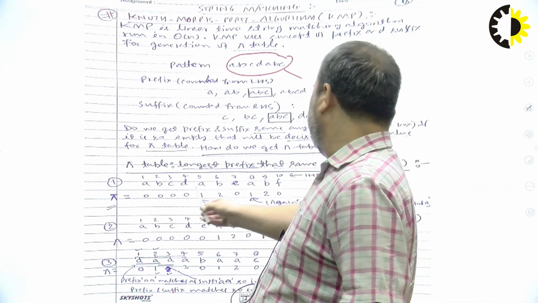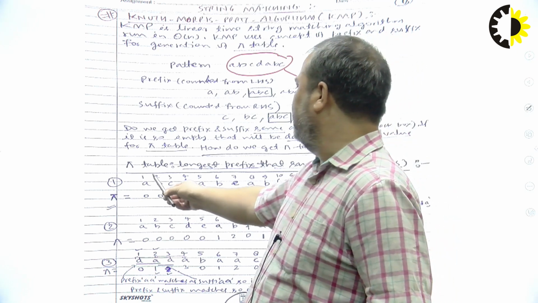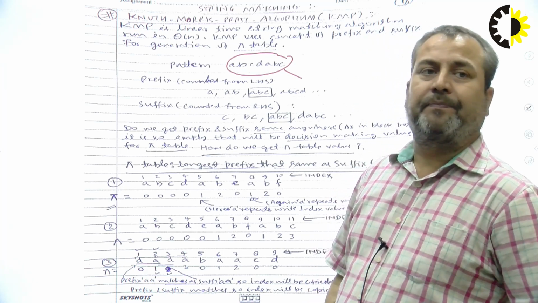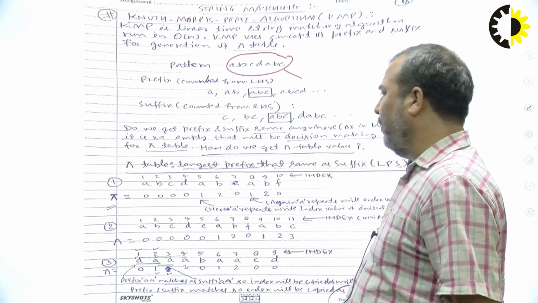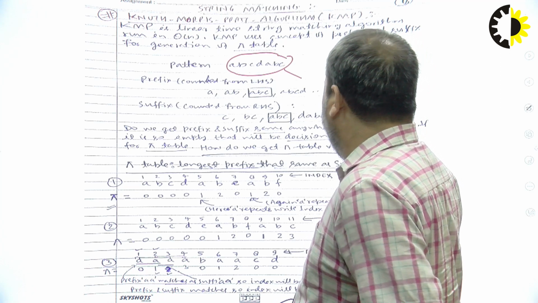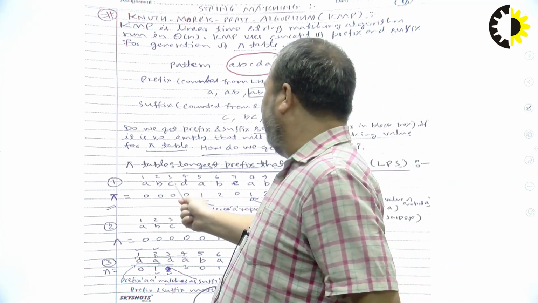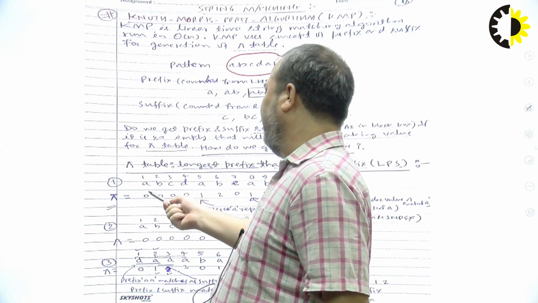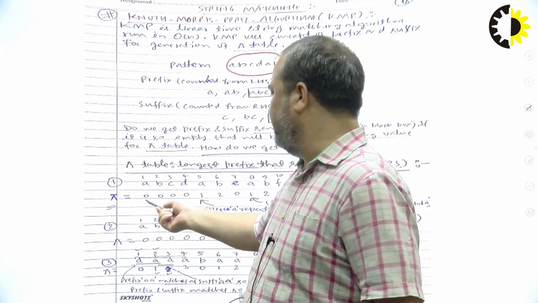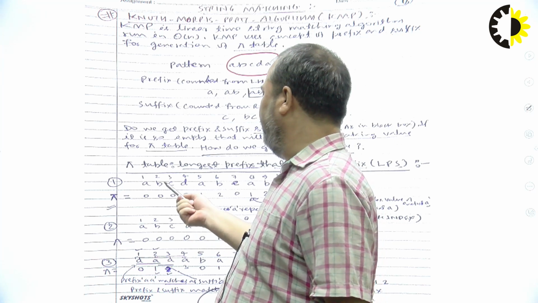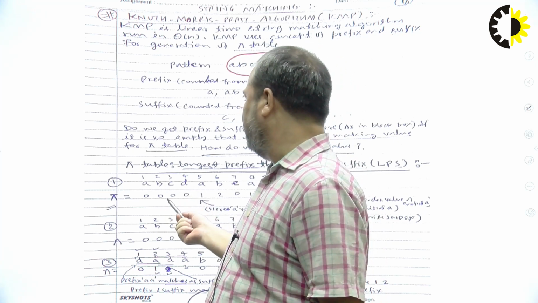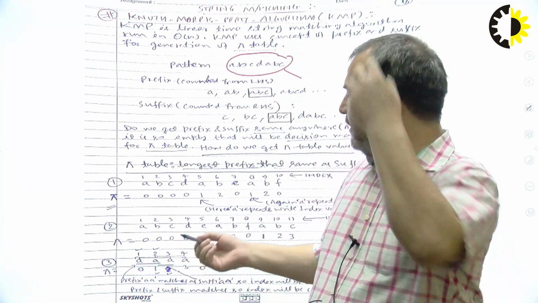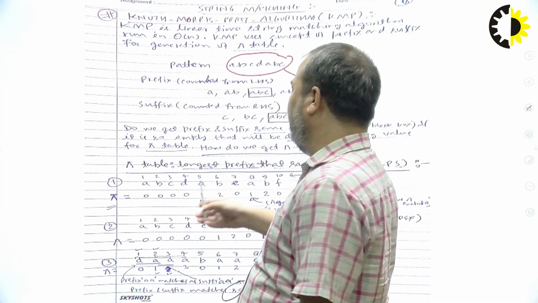For example, this is the text or pattern. We put the numbering 1 2 3 4 5 6 as index on the text. If there is no match, like A B C D, A is the first character, so we just write 0. B is 0, C, D, they are all new, so we just write the pi value as 0.